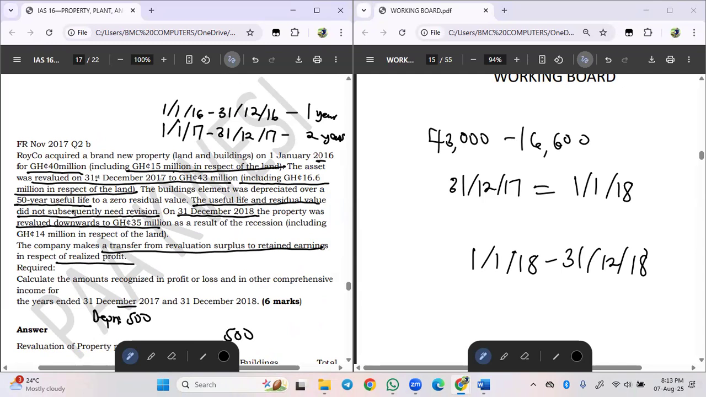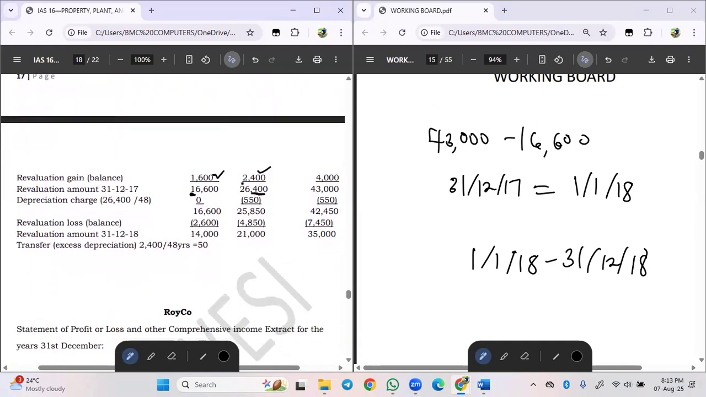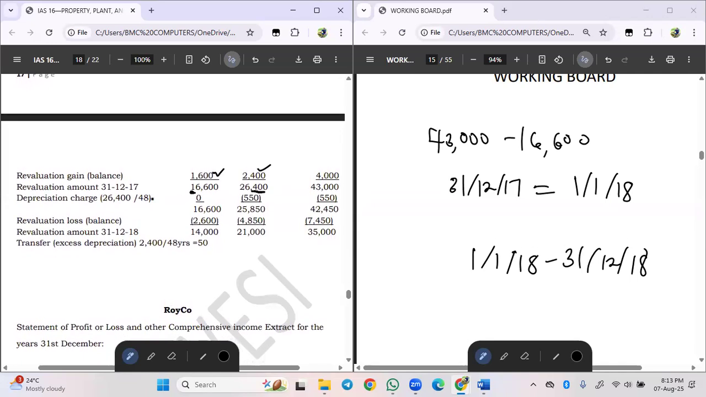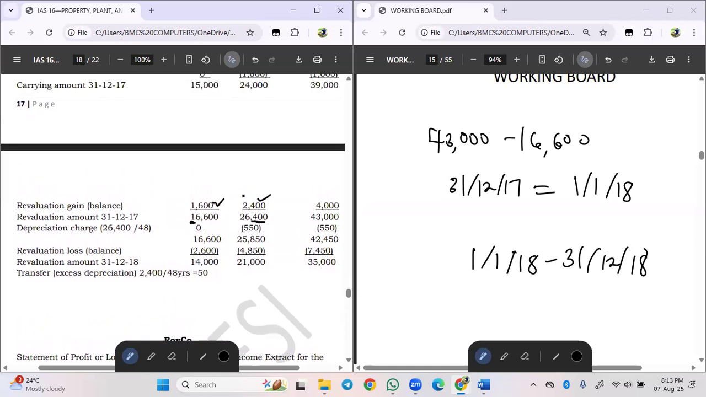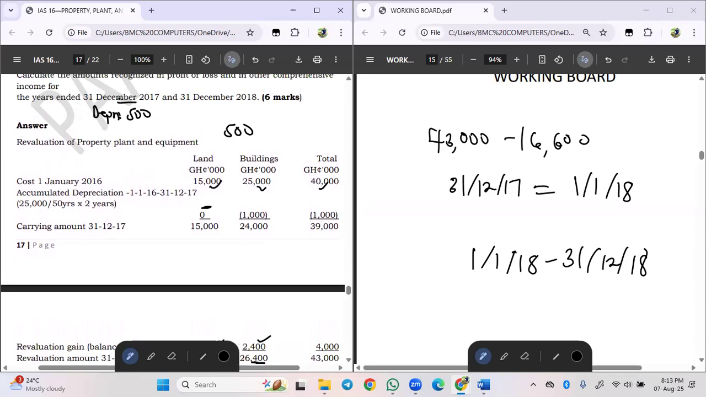We've consumed 2 years out of it. So the 2 years are 2016 and 2017. So it's left with 48 years. So if you want to determine depreciation for buildings for 2018, it will be the revalued amount, 26,400, over the 48 years. So the depreciation charge for 2018 is now 550. Mind you, the annual depreciation charge for 2017 is what? 500 here, because the question was asking us to find 2017 and 2018.